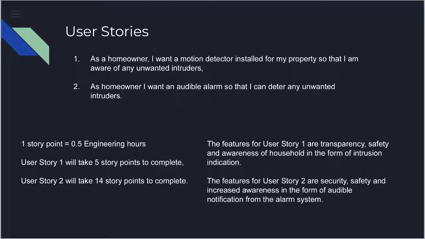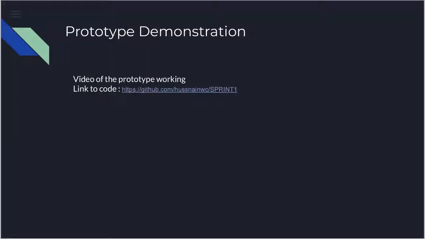In the next clip, you will see a quick demonstration of how our model for Sprint 1 works. Above is also the link to the GitHub code that was written by Hussein and the other group members.